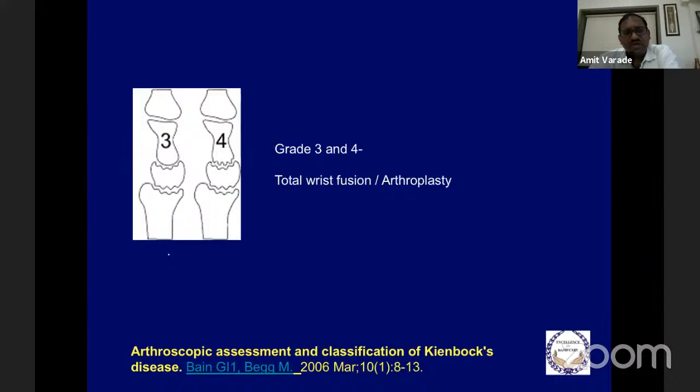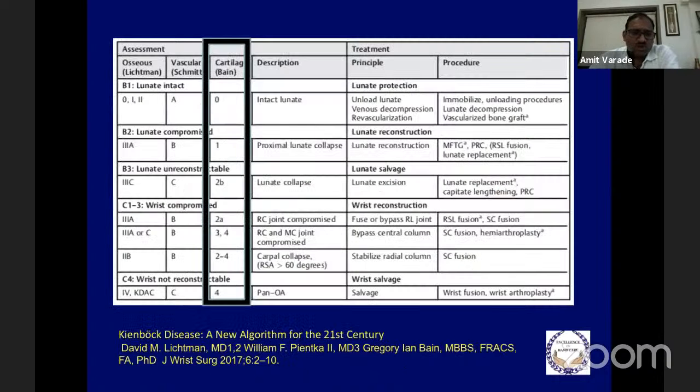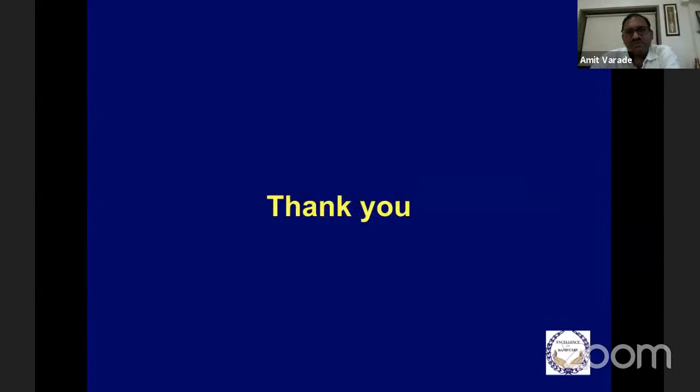In advanced stages, when there is involvement of 3 or more surfaces, then we have to definitely go for salvage surgeries in the form of total wrist fusion or arthroplasty. So again, Professor Bain came out with a new algorithm of the 21st century. In this, they have considered three things: osseous, vascular, and cartilaginous. Discussion of this is out of scope of this talk. But I just wanted to mention that the status of the cartilage is also a very important part of the decision making, which has been clearly mentioned in this classification. Thank you very much.